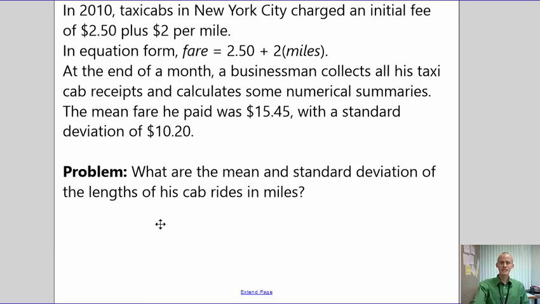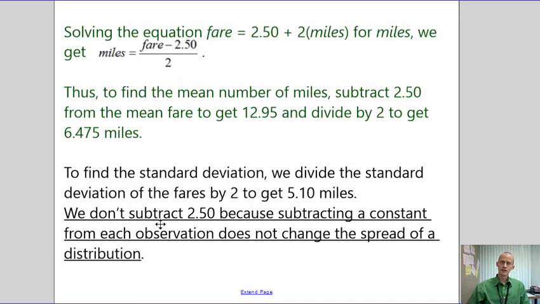So we need to remember that mean number and our standard deviation number. Our mean number of 15.45. Rearranging that equation, we can then subtract $2.50. So if we take that $15.45 and subtract $2.50, we get that $12.95. And then we can divide by 2 to get the number of miles, and we get 6.475 miles.